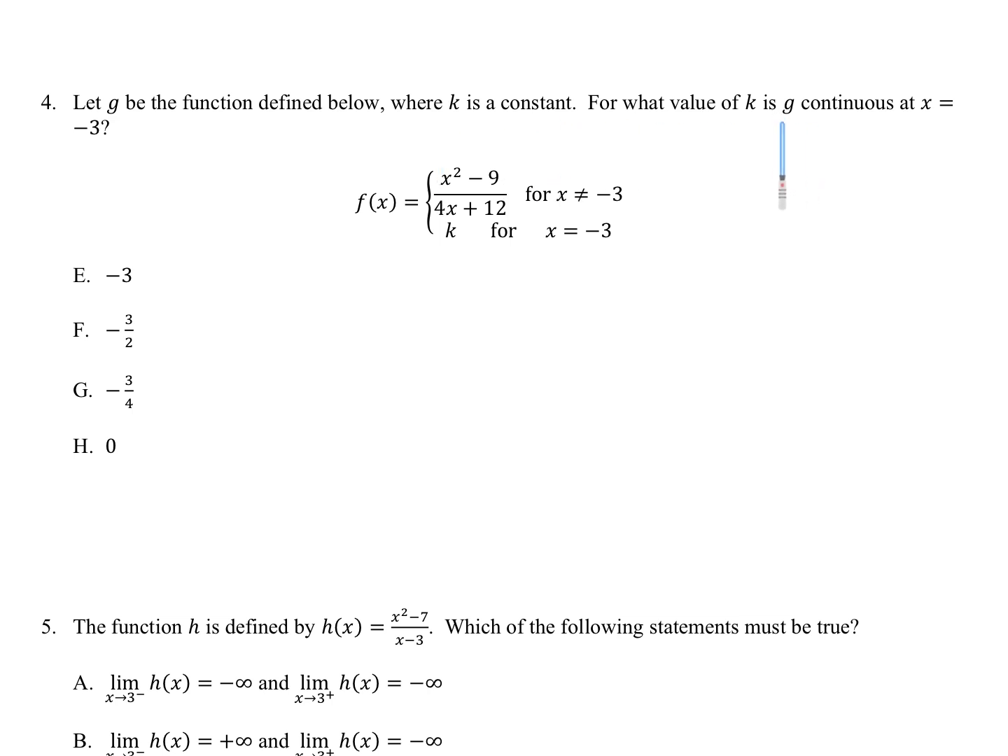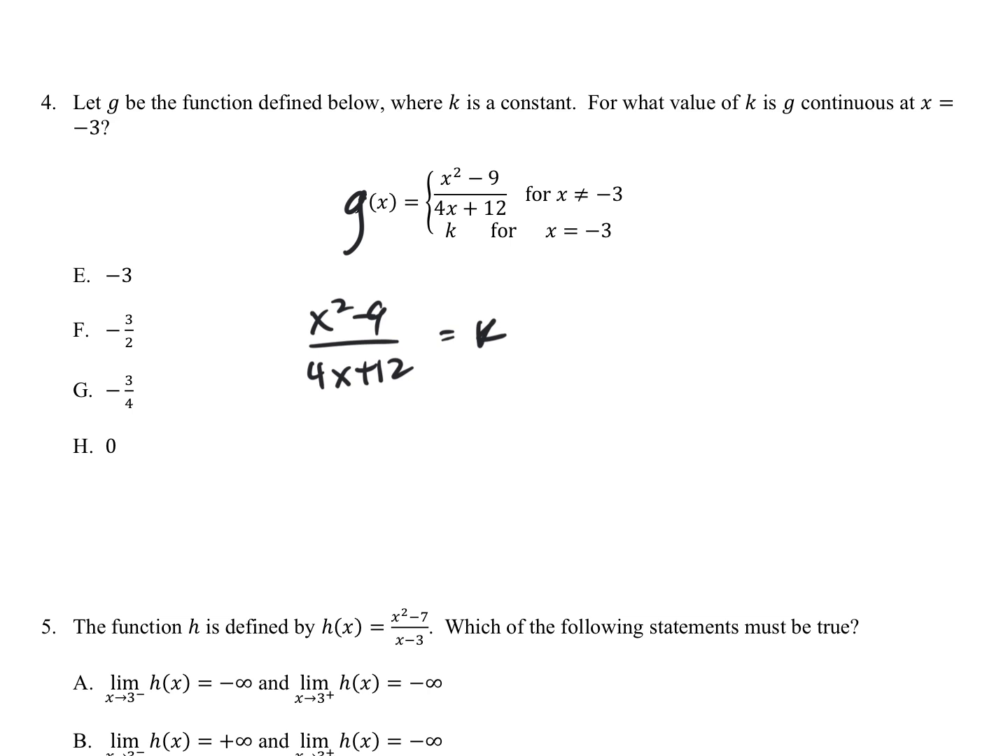For what value of k is g continuous? This should be a g. If I wrote a g there, I should write a g here. Oopsies. Boop. For what value of k makes g continuous? What do we have to do every time with continuous? Set them equal to each other. So we've got x squared minus 9 over 4x plus 12 has to equal k.